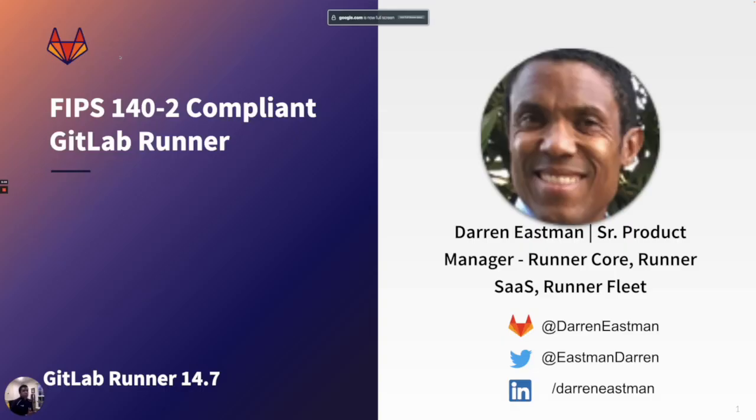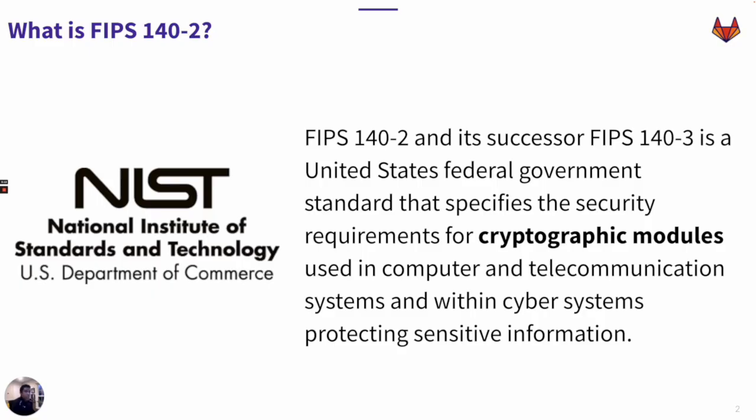In today's video, I'm going to briefly cover the FIPS 140-2 compliant GitLab Runner, which is shipping in our GitLab Runner 14.7 release. So what is FIPS 140-2? Well, FIPS, or Federal Information Processing Standards, is defined by the United States National Institute of Standards and Technology. FIPS 140-2 and its successor publication, 140-3, is a United States federal government standard which specifies the security requirements for cryptographic modules, specifically those used in computer and telecommunication systems and within cyber systems protecting sensitive information.